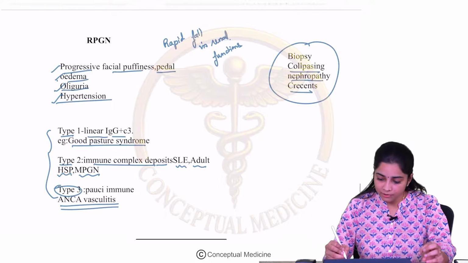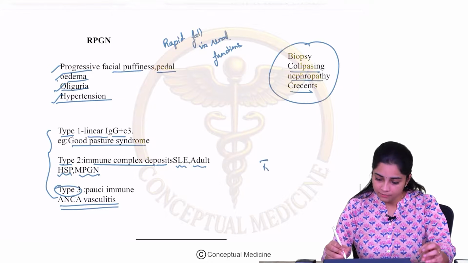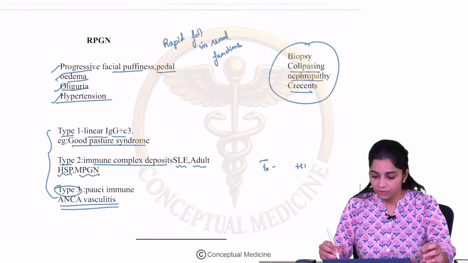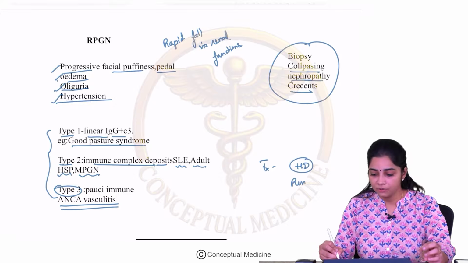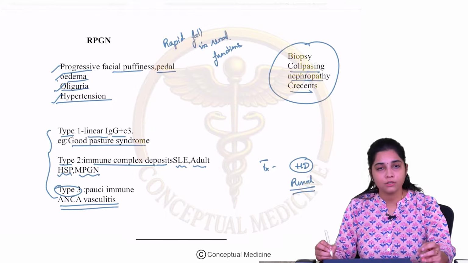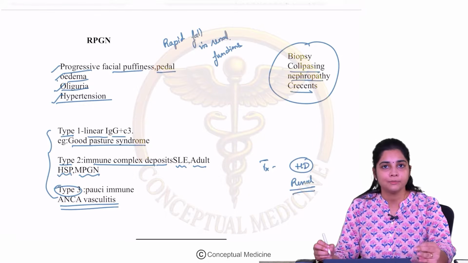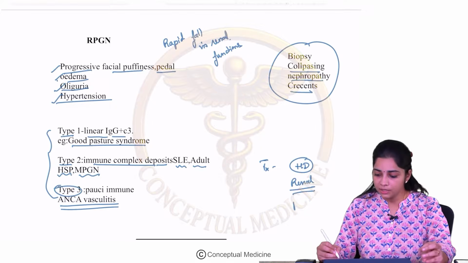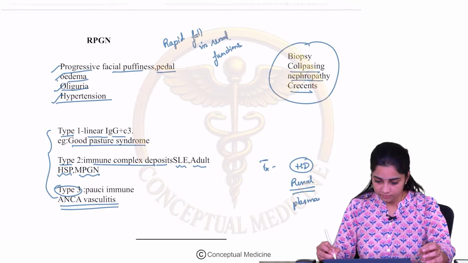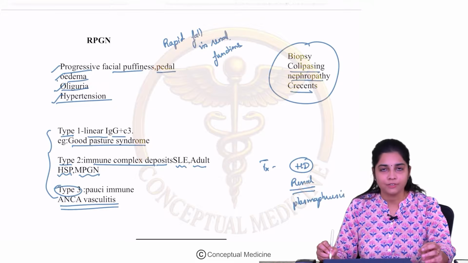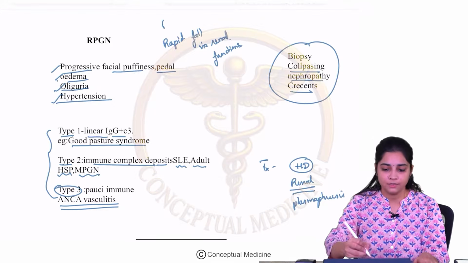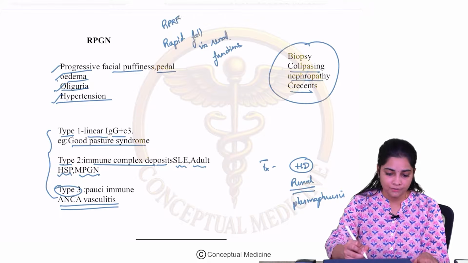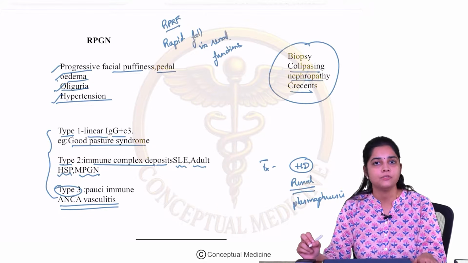So, the treatment of RPGN basically involves dialysis support because they have rapidly progressive renal failure. Do a renal biopsy, find out the cause. Is it type 1, type 2 or type 3? Depending upon the etiology, you may have to do plasmapheresis as well. Okay. So this is about rapidly progressive renal failure, RPRF, under which we have RPGN.